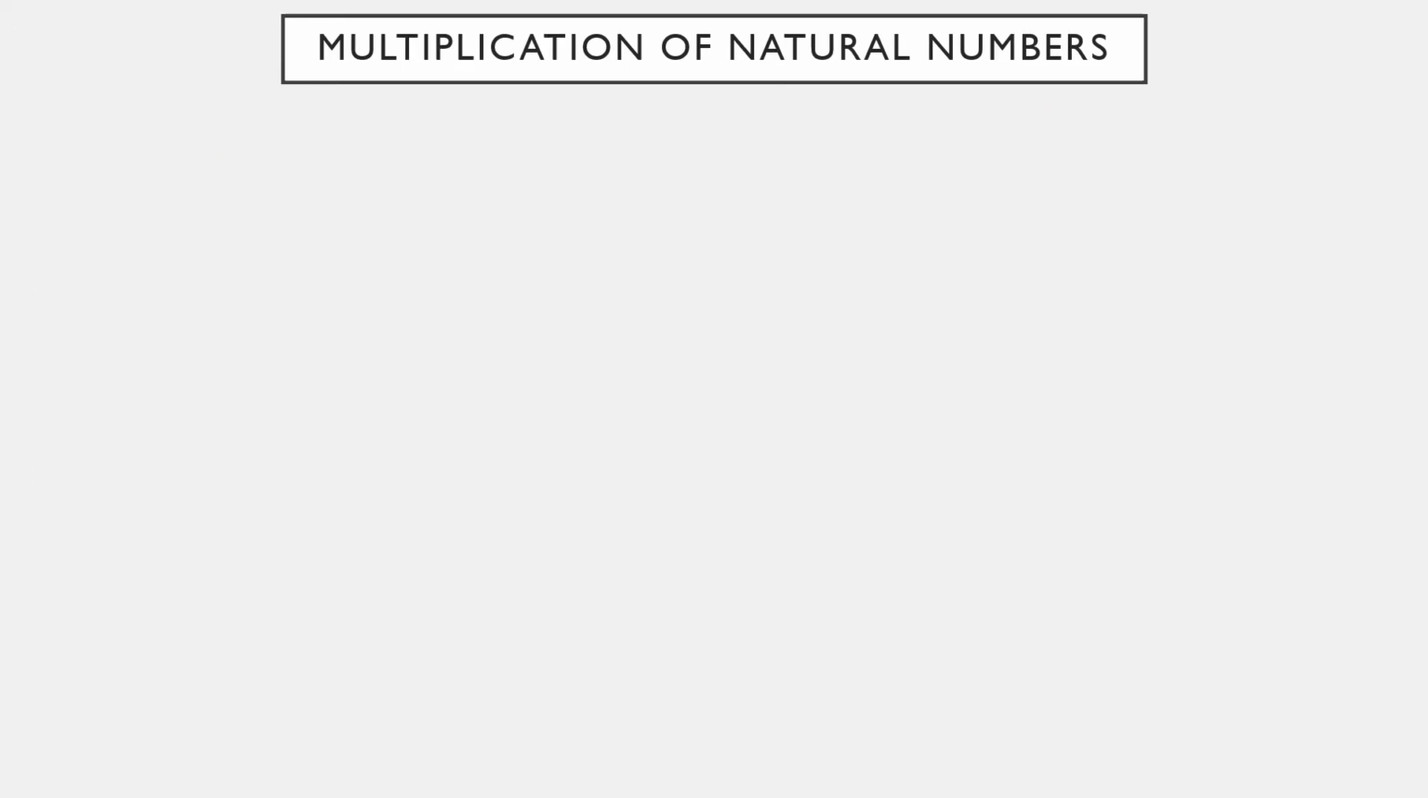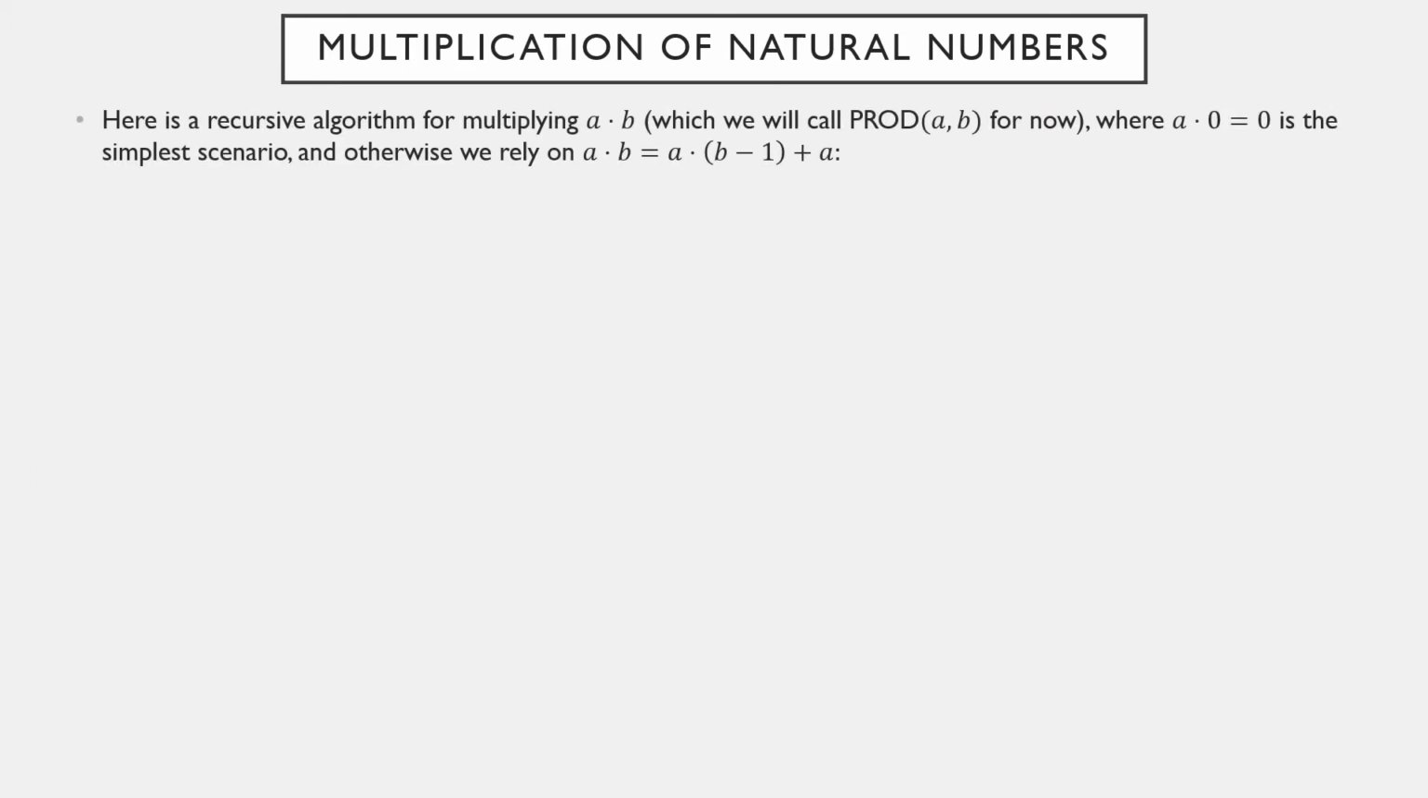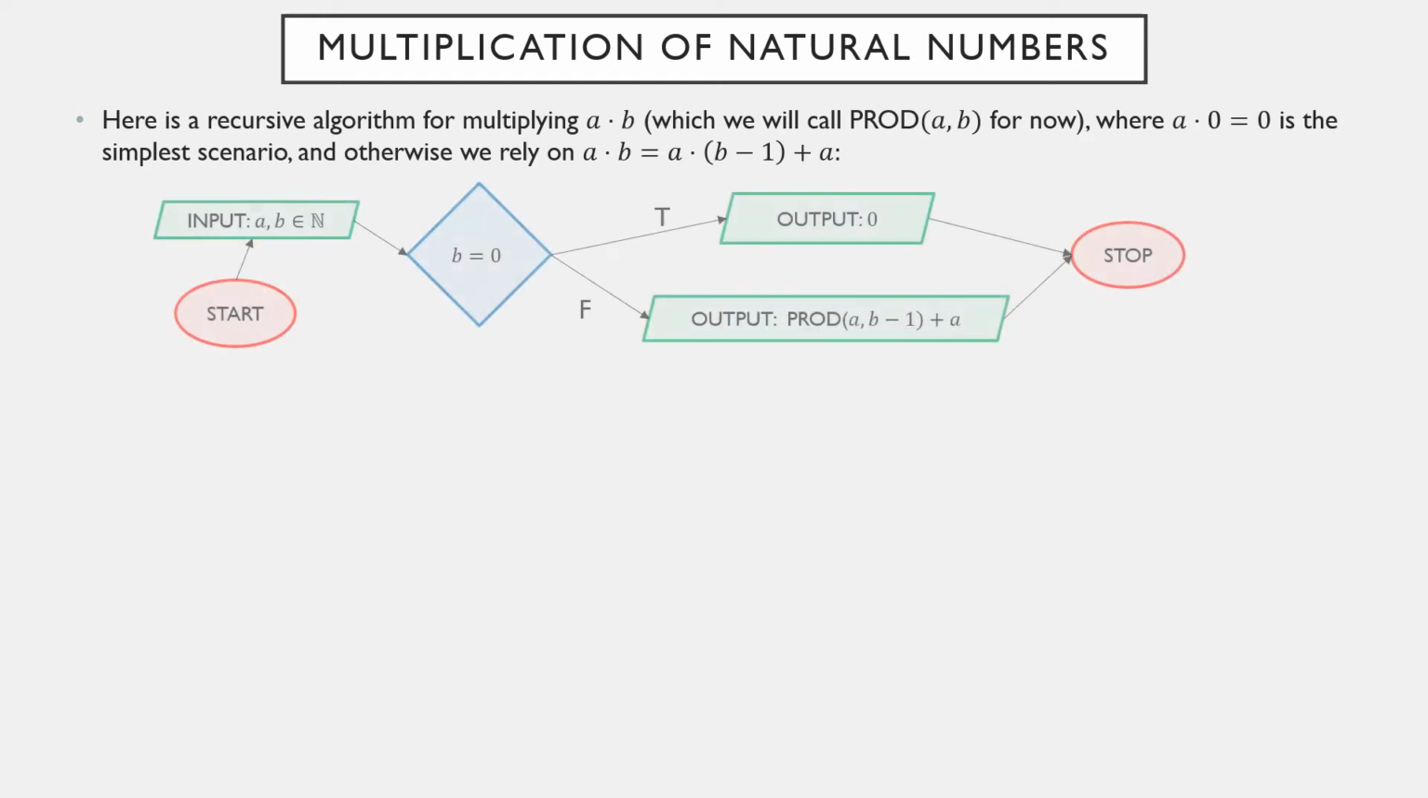Let's talk about multiplication. Okay, here's a recursive multiplication algorithm. Input two natural numbers. If the second one is 0, well, a times 0 is definitely 0, so output that. If the second number wasn't 0, output a times b minus 1. We know from how math works that's going to be a times b minus a, so add a back to that to cancel it out to get the final result of a times b. So let's run through it with some test cases.